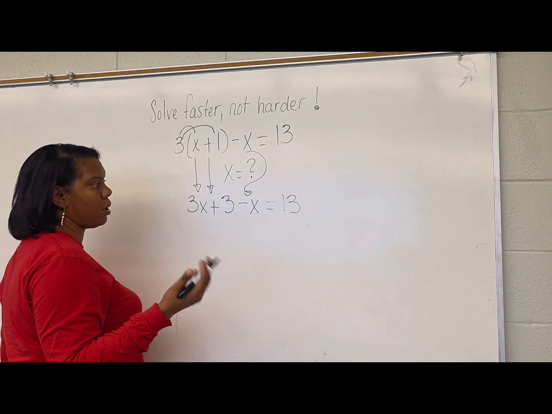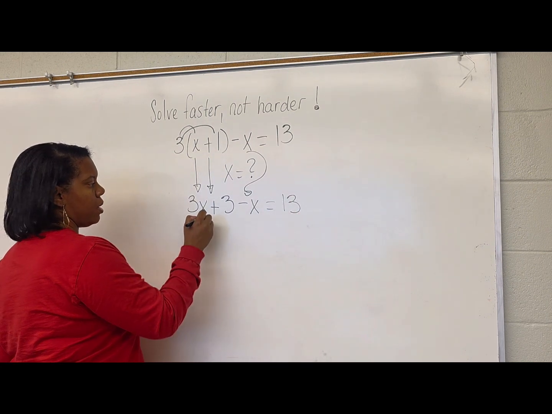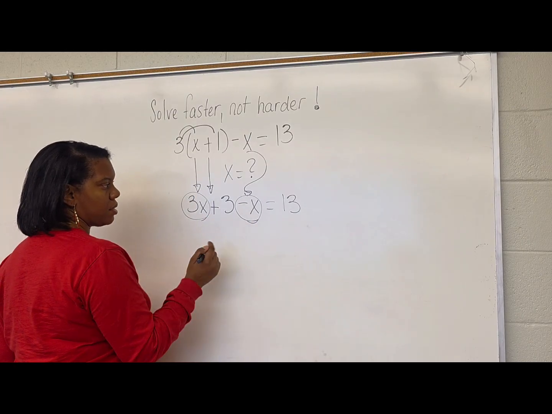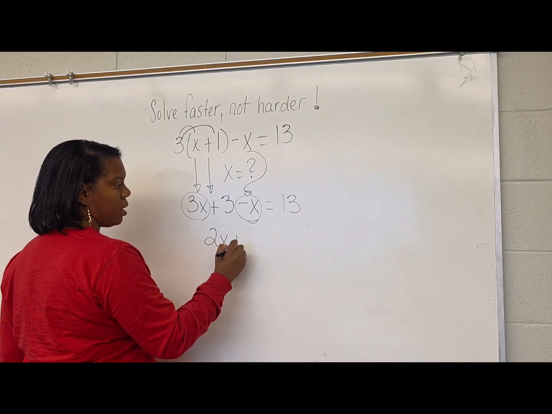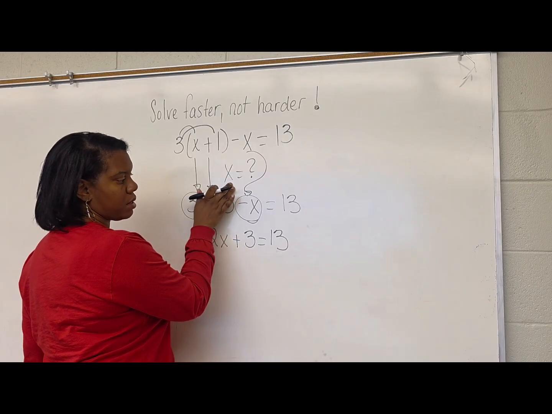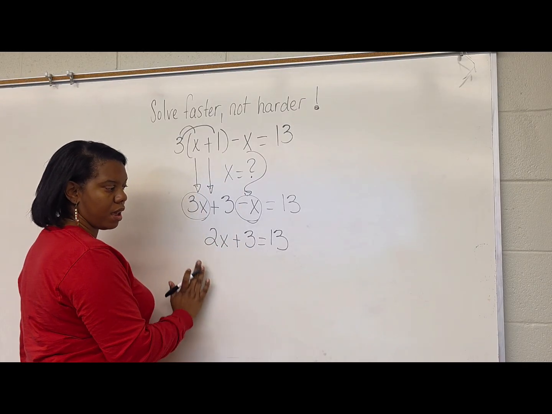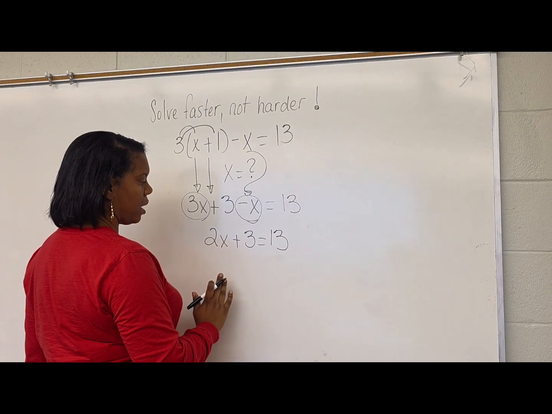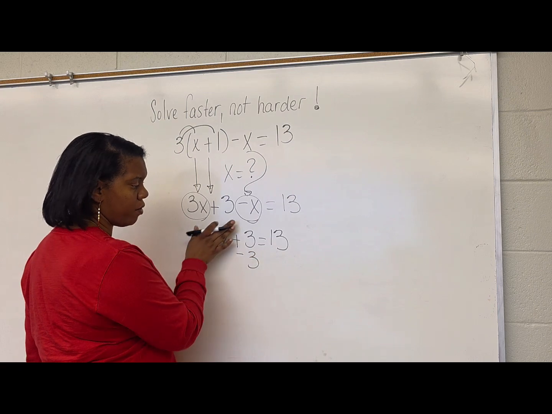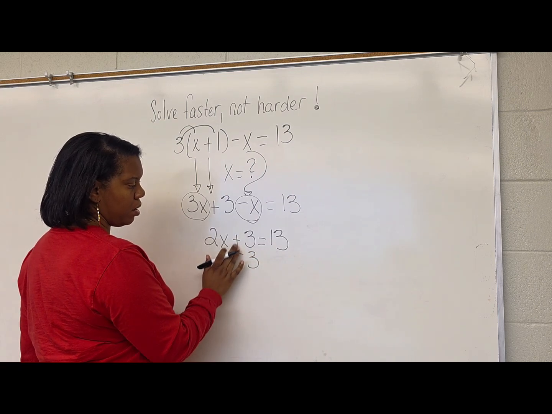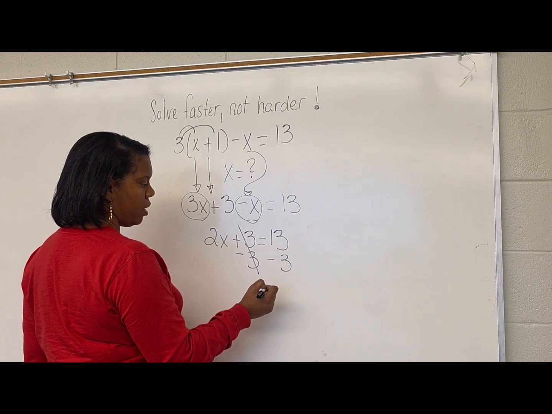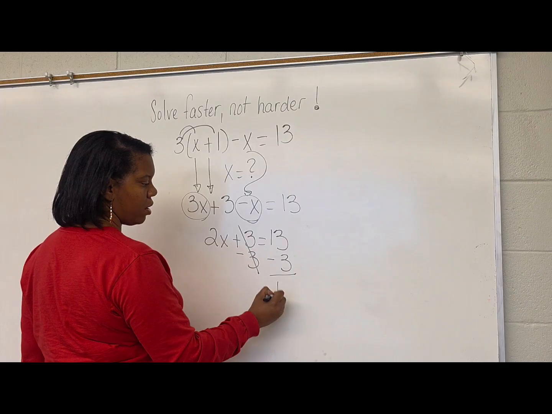Our next step, we're going to combine like terms. We have 3x and negative x. 3x minus x gives us 2x plus 3 equals 13. Again, we are solving for x. Since we're solving for x, we have to have x on one side and the numbers on the other side. How do we do that? We're still combining like terms. We have 3. We're going to take the opposite. Plus 3 minus 3 cancels out. Bring the minus 3 here. 13 minus 3 gives us 10.